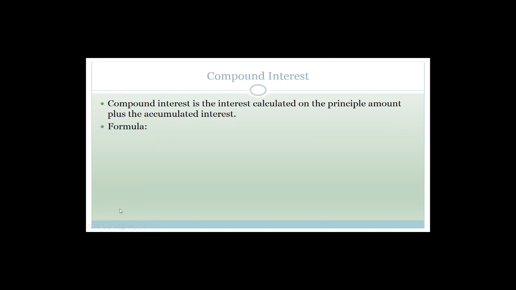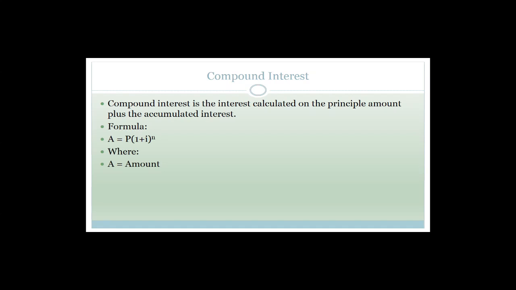Okay, so now the formula. Instead of doing this little adding every time, you can use the formula. And the formula is A equals P times (1 plus i) to the power n. Now, what you need to understand is that that formula is given to you, so you don't have to panic about remembering it.